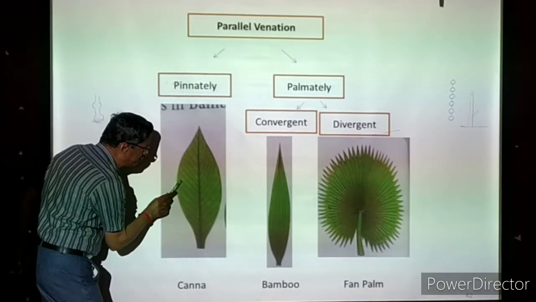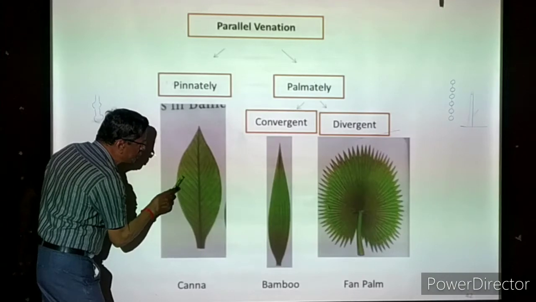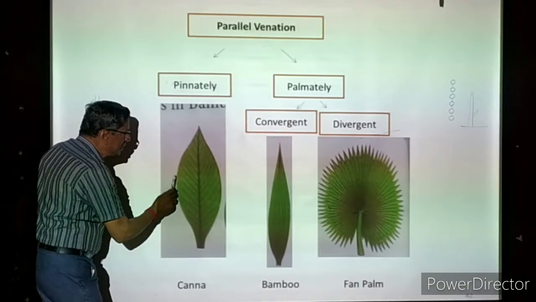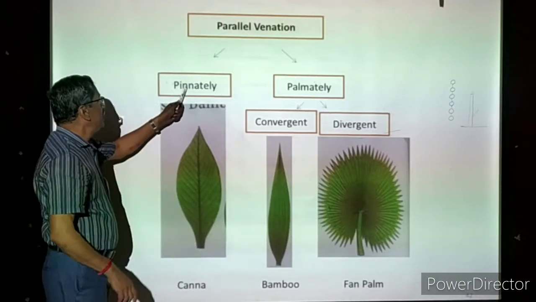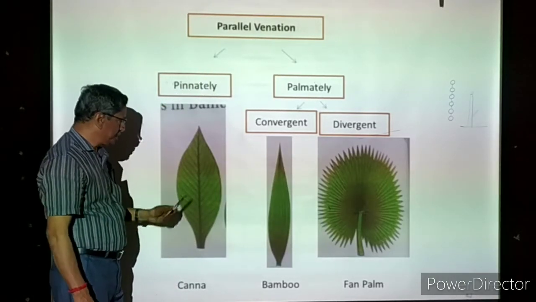Now see, this is one vein. Now this is also another one vein. Next vein. Now they are running parallel to each other. They will never touch each other. They will never touch. That is called a pinnately parallel venation.